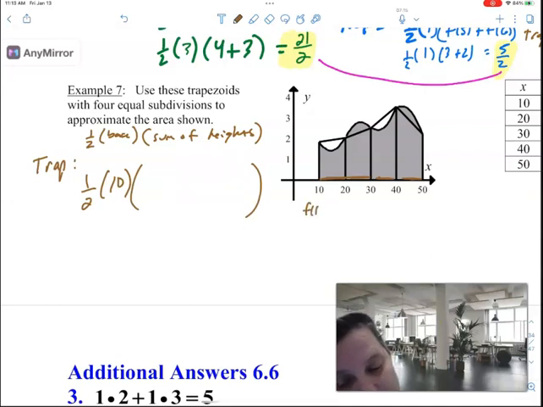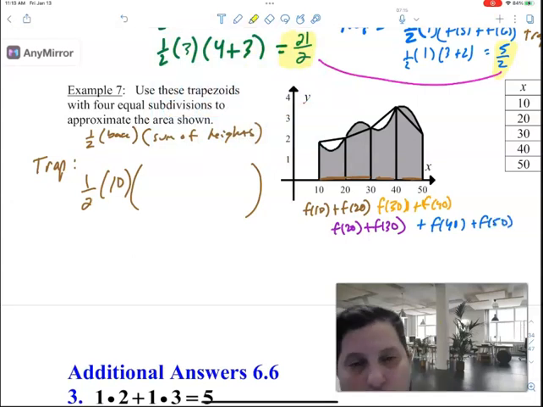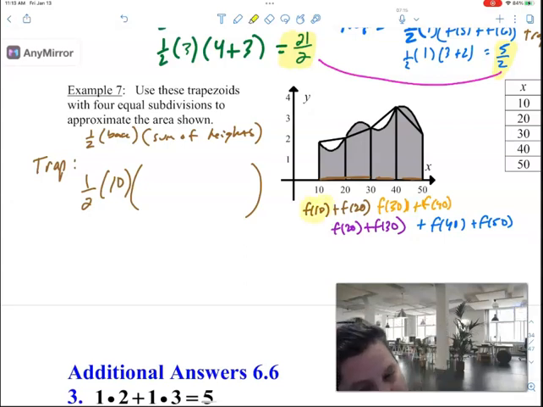The first trapezoid, I'm going to do f of 10, f of 20. That's trapezoid 1, right? The second trapezoid, I'm going to do f of 20, f of 30. That's trapezoid 2. Then the next trapezoid, I'm going to do the heights f of 30, f of 40. And then my next trapezoid, I'm going to do f of 40, f of 50. So I want to show you guys, a lot of times, the way you'll see this written up in an answer key or something like that is, okay, so I have f of 10. Just write that in here. And then guess what? I have f of 20 twice. So why do I have that twice?